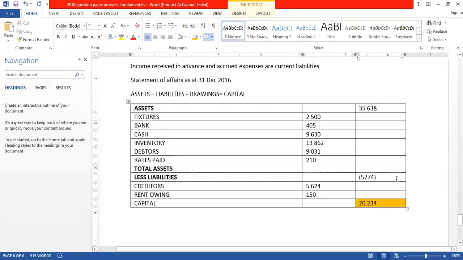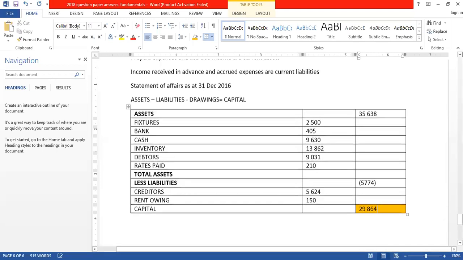And then we subtract our liabilities. So 35,638 minus 5,774, and then you get a total of 29,864. Okay, so that was the correct capital amount. We actually just forgot the cash.